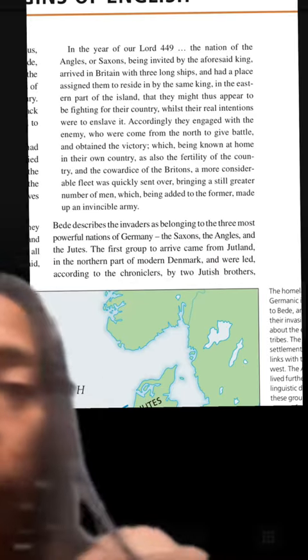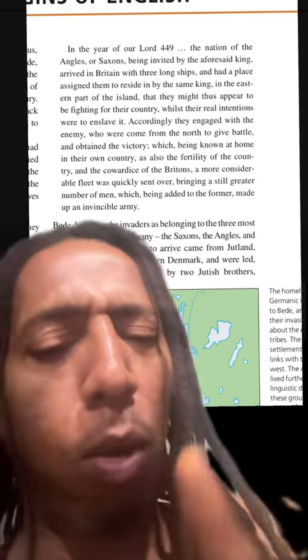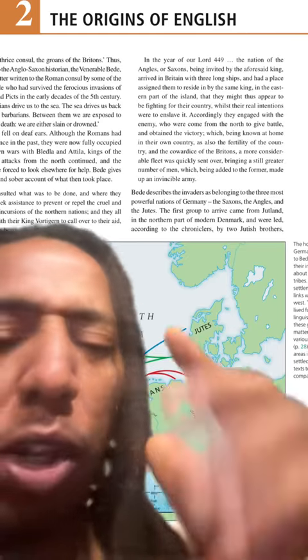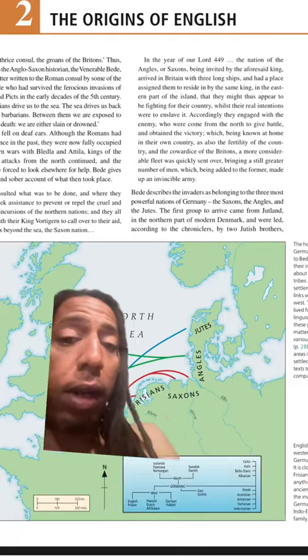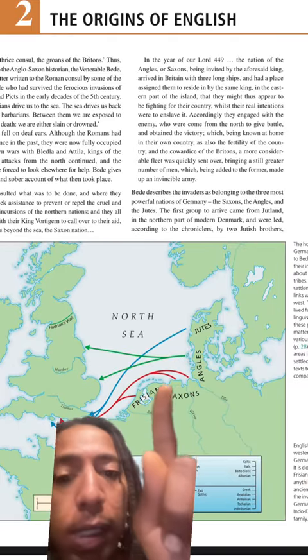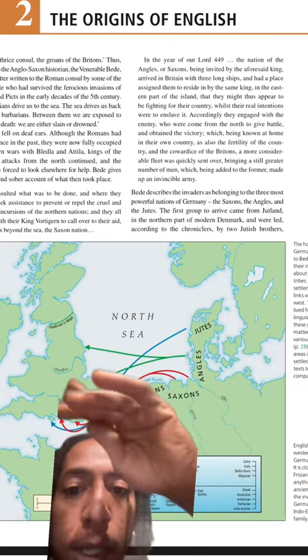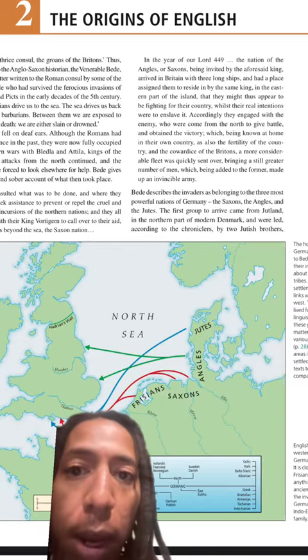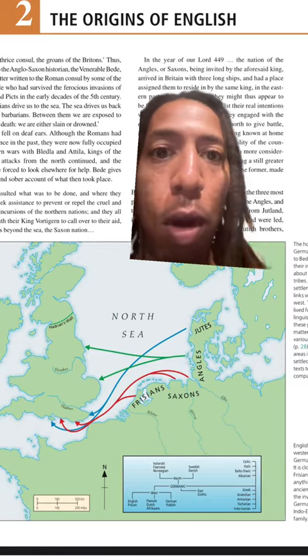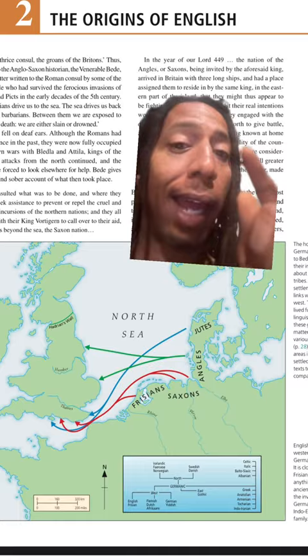So let me stop it there. I'm going to get a little bit closer here, but wait a minute. Now that you've heard him, so you don't think it's just a black man that said it, here it is in the textbook. Angles, Saxons, Jutes going into these areas in that time frame. In the 400s. He ain't lying.